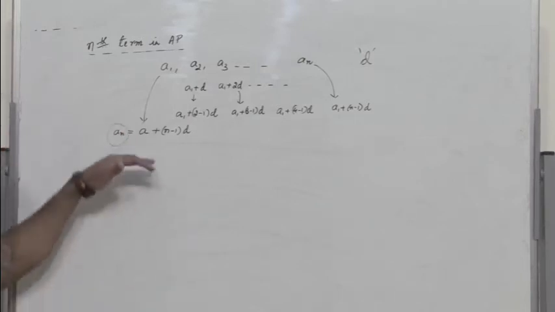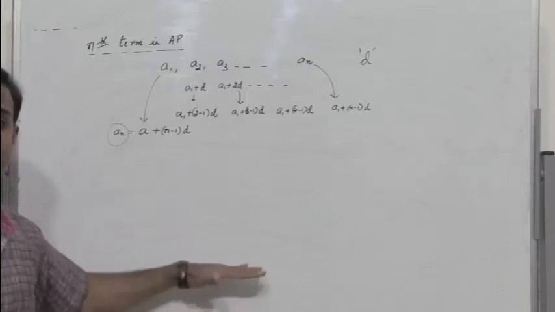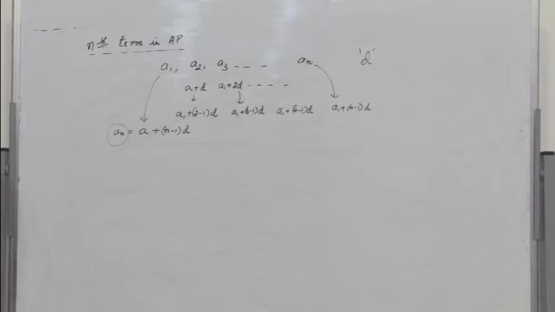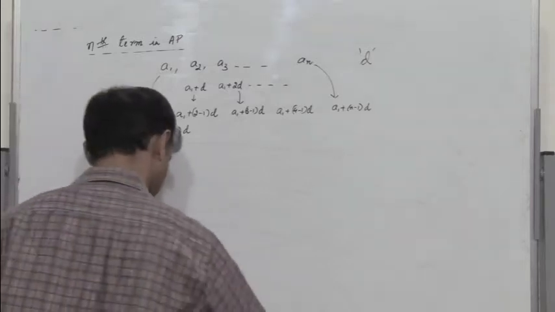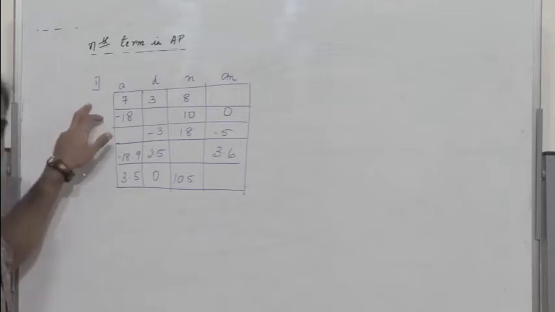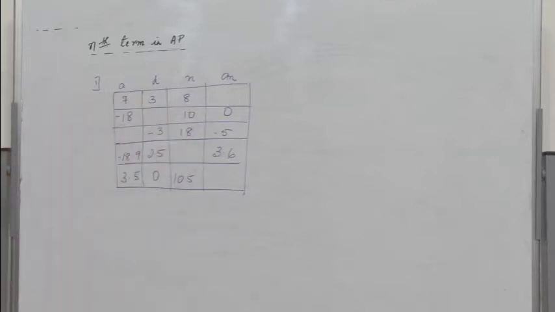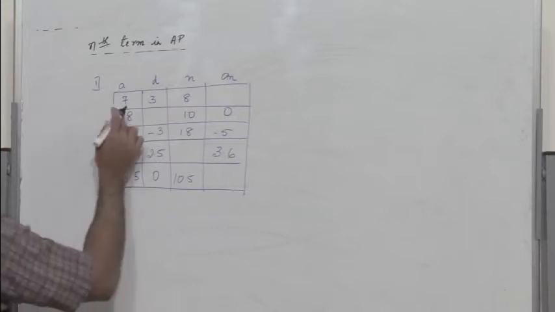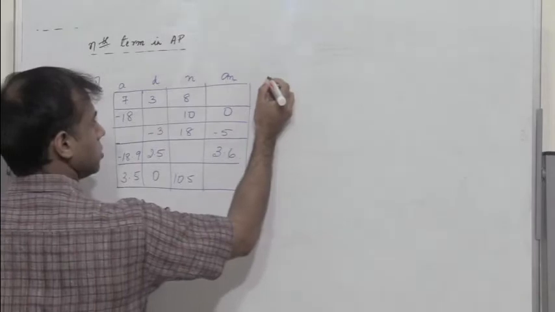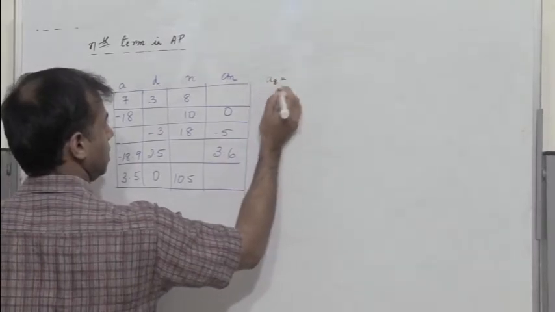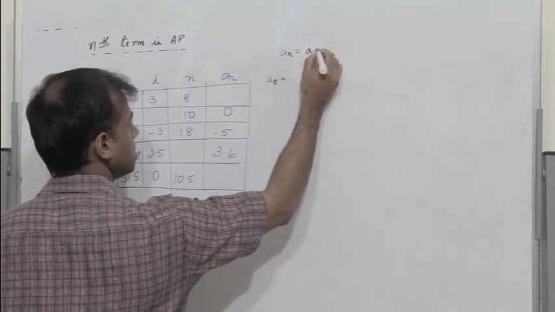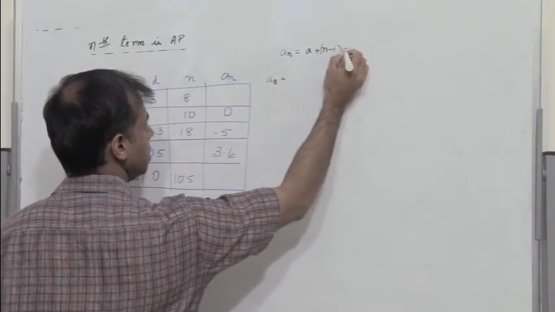So using this expression, we will try to solve all the problems given in the second exercise of the chapter Arithmetic Progressions. In the first problem, we need to fill in the blanks. So this is the first one where A is 7, D is 3, N is 8. So therefore A8 is A plus. So we have the expression AN is A plus n minus 1 into D.